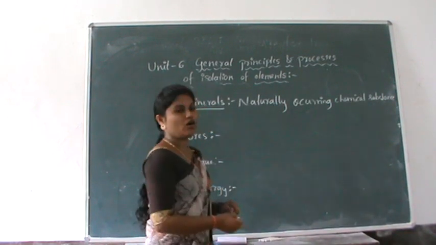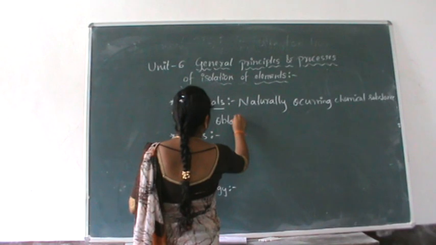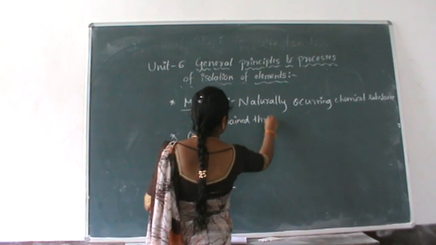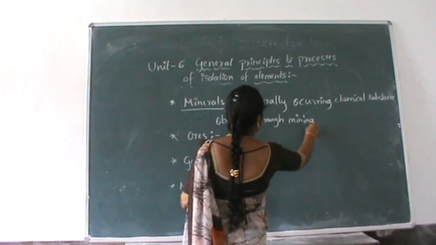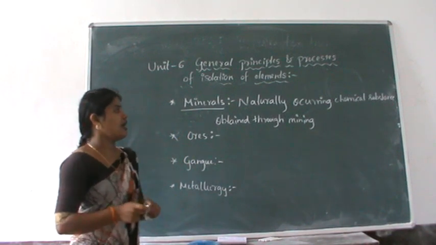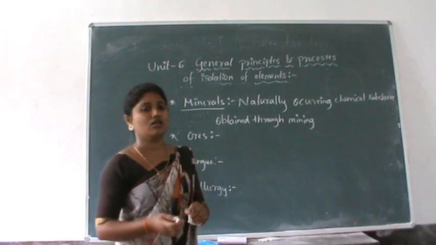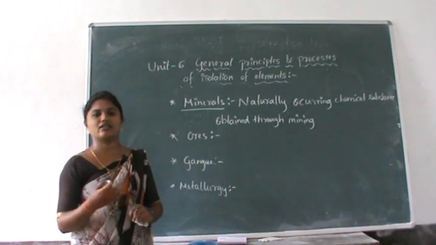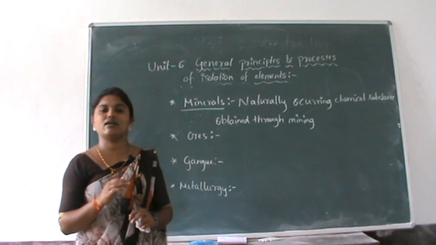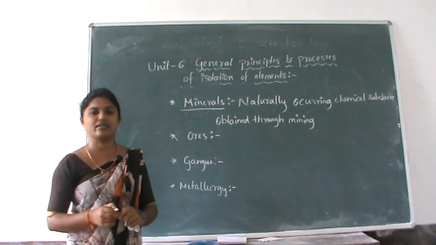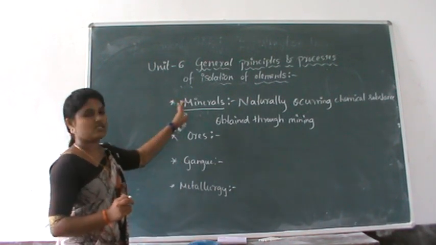Minerals are naturally occurring chemical substances obtained through mining. Okay, what are minerals? Minerals are the naturally occurring chemical substances which are obtained through mining. What are the examples for minerals? Hematite, magnetite, bauxite. These are the minerals of some of the metals like iron, aluminium, etc. Okay, so that is minerals.